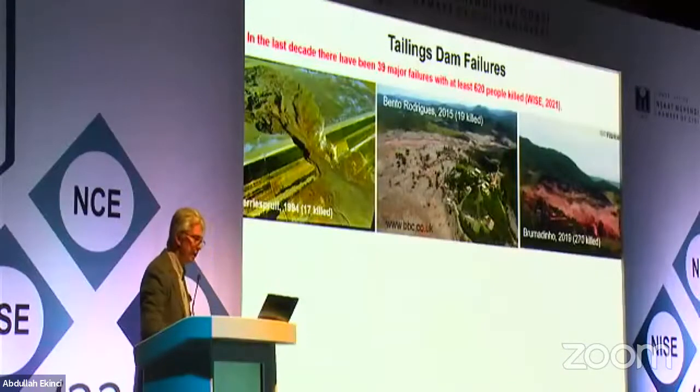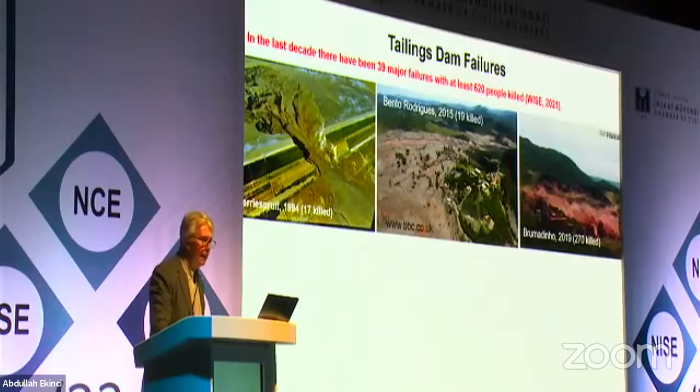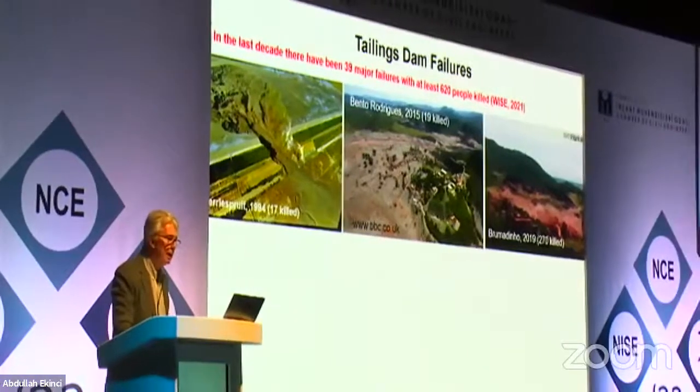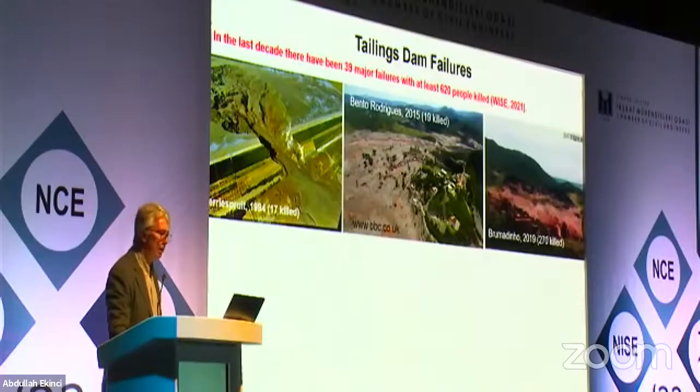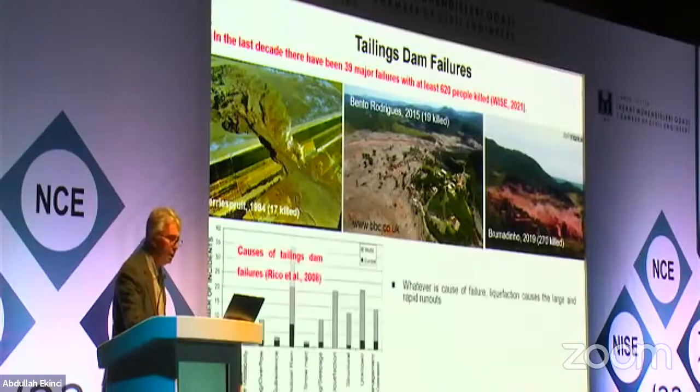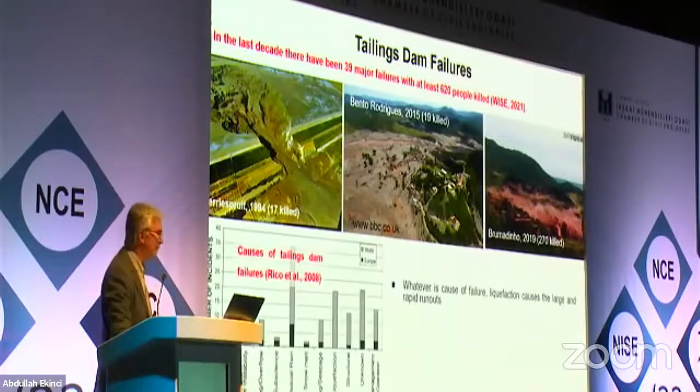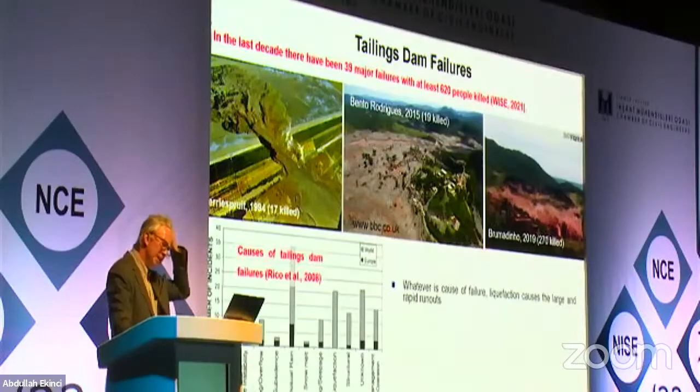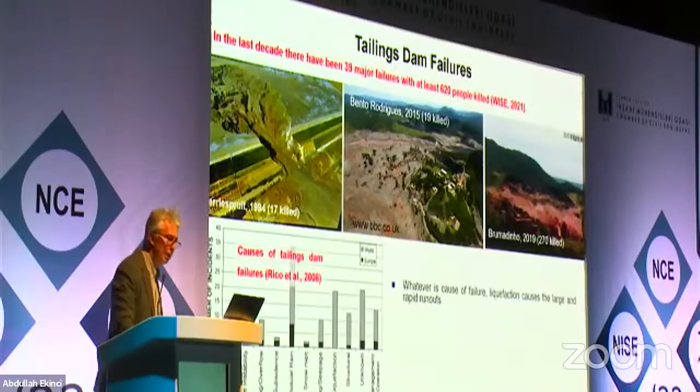Nilo gave a very nice introduction to tailings this morning. Just in the last decade, there have been 39 major failures of tailings dams, killing 620 people together. And we were talking about Romania in 2019. There is a very wide range of causes of failures of tailings dams. This chart here is from Rico et al.